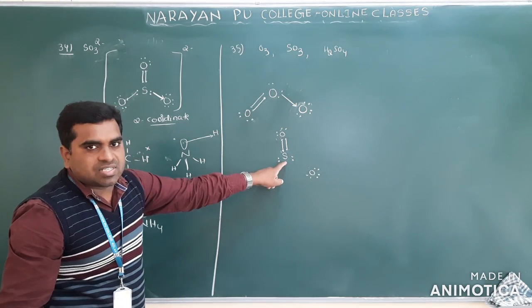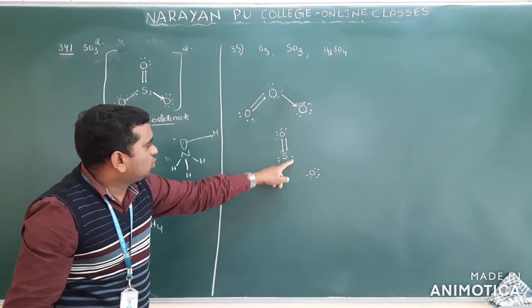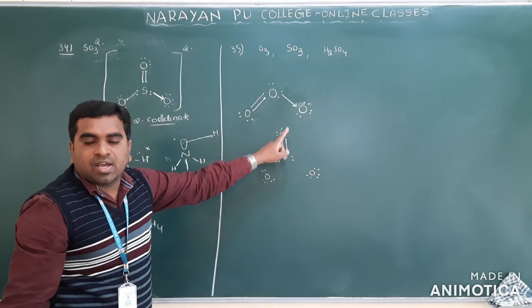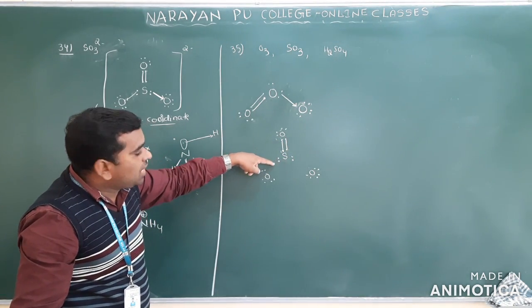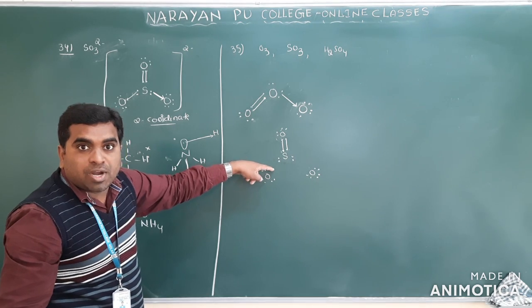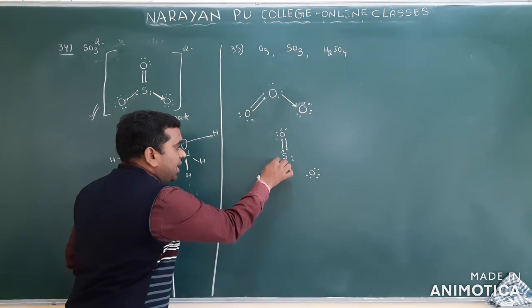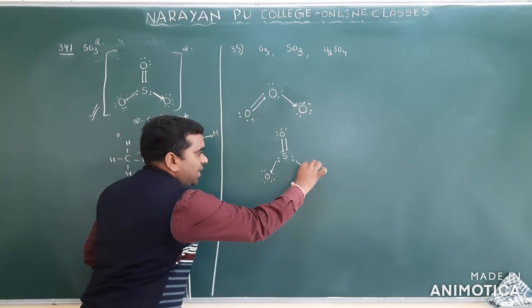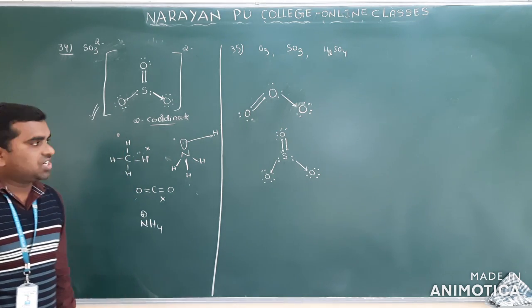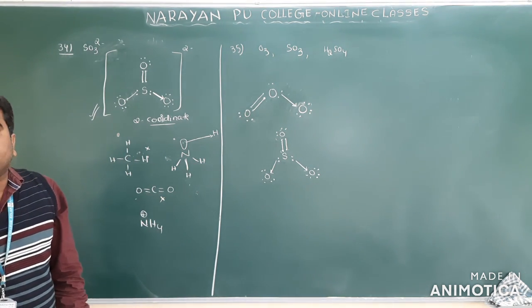Now this sulfur has completed its octet: 1, 2, 3, 4, total 8. So it will not form any covalent bond here, because if it forms a covalent bond, its octet will exceed. So what will happen? It donates its pair of electrons. How many coordinate bonds are present here? There are 2 coordinate bonds.